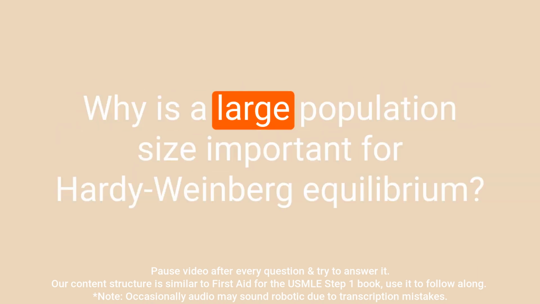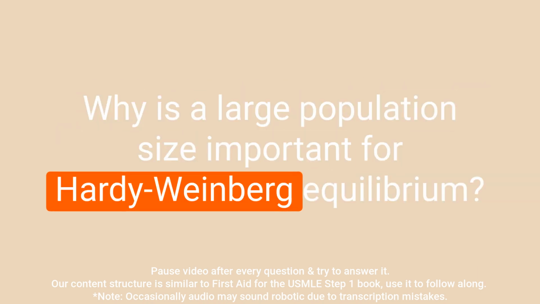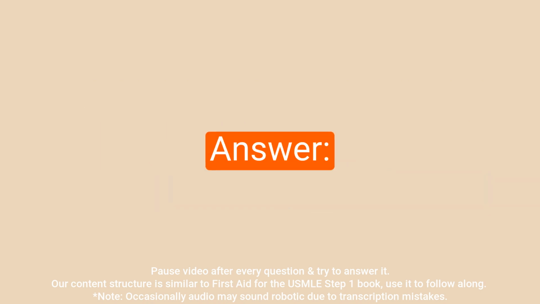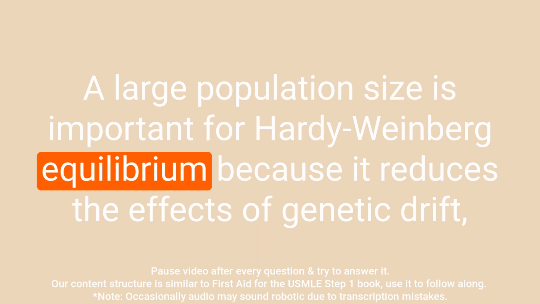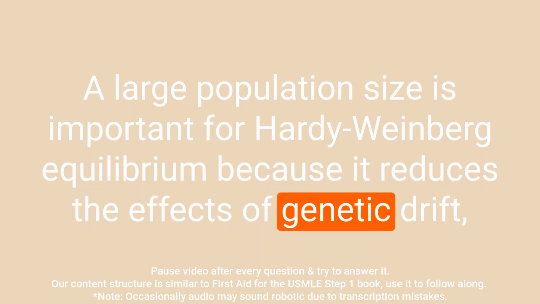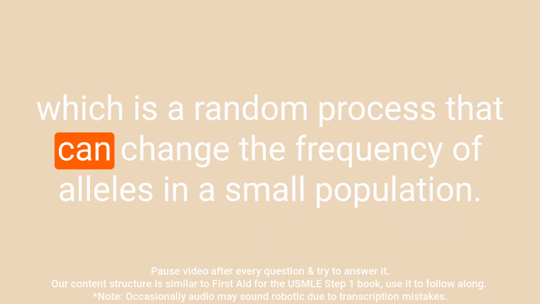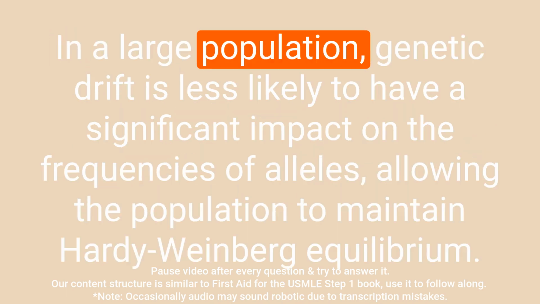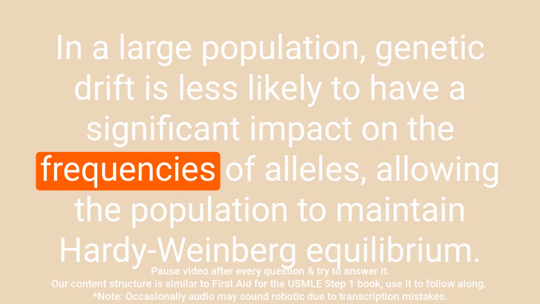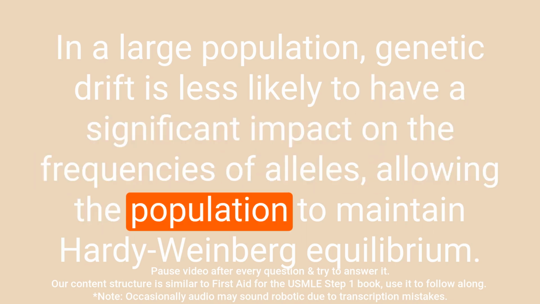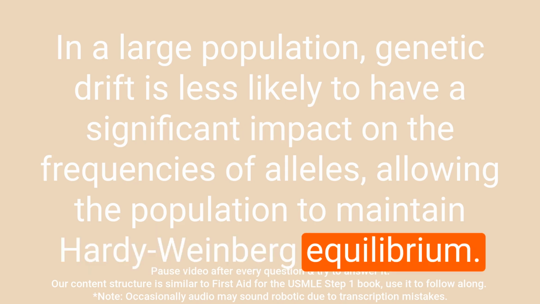Question: why is a large population size important for Hardy-Weinberg equilibrium? Answer: a large population size is important for Hardy-Weinberg equilibrium because it reduces the effects of genetic drift, which is a random process that can change the frequency of alleles in a small population. In a large population, genetic drift is less likely to have a significant impact on the frequencies of alleles, allowing the population to maintain Hardy-Weinberg equilibrium.